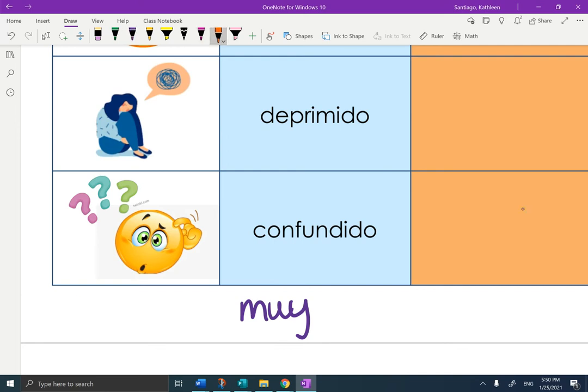Or we can negate them, right? If you want to negate them, you would put it way out in front. No me siento deprimido. So this is the negation. It comes at the beginning, and the muy comes in front.